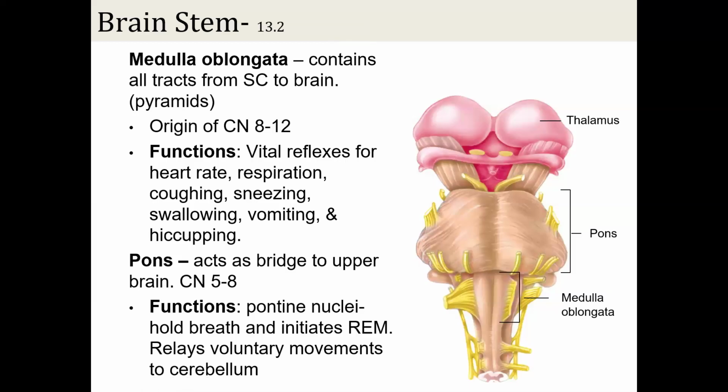So our medulla oblongata is really where most of our life centers are. Our really important reflexes for maintaining homeostasis and keeping us alive, like heart rate and our breathing rate, even stuff like coughing and sneezing that help us get debris out of our respiratory system, swallowing, hiccuping, vomiting, all the different autonomic reflexes that we don't necessarily think about but are super important.